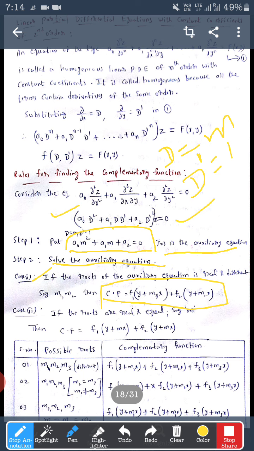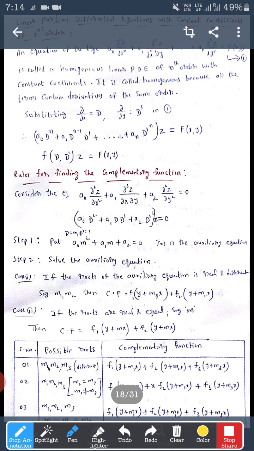And case 2, if roots are real and equal, say m, then we write the complementary function like this: f1 of y plus mx plus, here x is missed, so we write x into f2 of y plus mx. Here I have written it in the table like this.